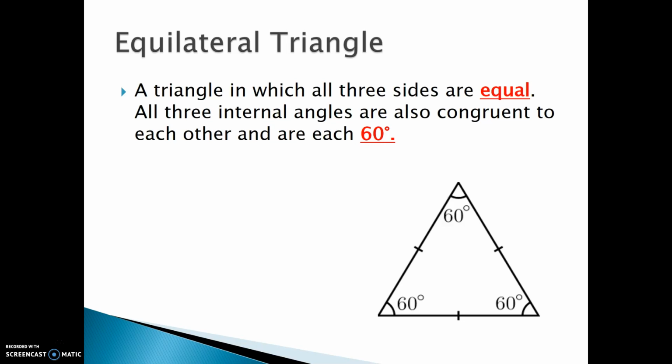Okay, an equilateral triangle is a triangle in which all 3 sides are equal. All 3 internal angles are also congruent. Congruent means same, you guys. Congruent to each other and are each 60 degrees. Okay, so since the angles of a triangle add up to 180, with an equilateral triangle, since all angles are the same, it is 180 divided by 3, which equals 60. So every angle has to equal 60.